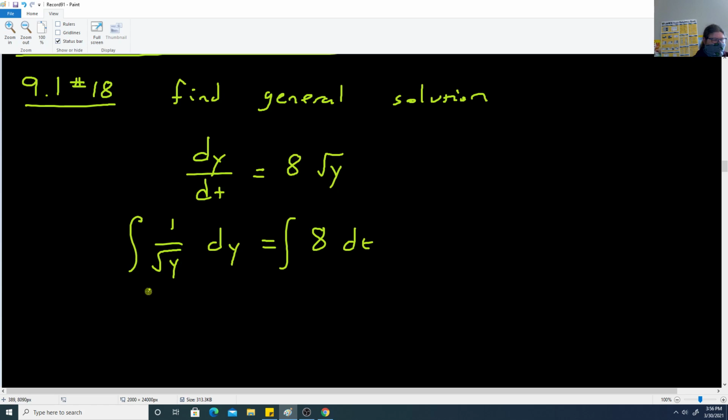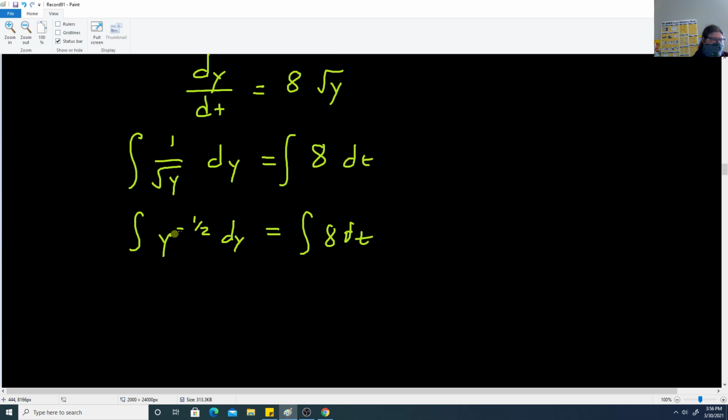To make this integral easier, I'm going to view this as y to the negative 1/2 power. 1 over square root of y is the same thing as y to the negative 1/2. And over here, we'll just have the integral of 8 dt. When you integrate y to the negative 1/2, that goes to y to the positive 1/2. And when the half comes down, I need a 2 out front to cancel. When you have just 8 by itself and you integrate 8, that goes to 8t. We put a plus constant after it.